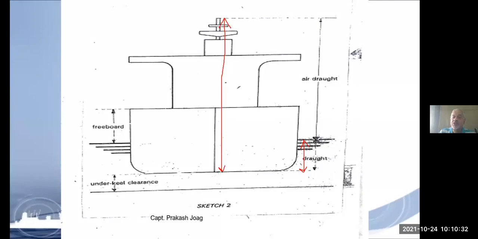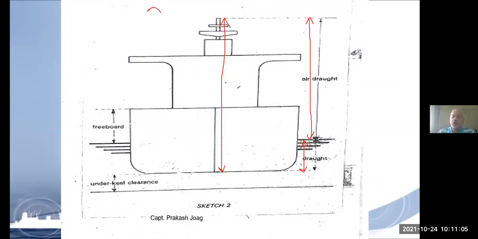This is given by the shipyard, and when the ship is floating, this part of the ship is always going up and down. Whatever part of the ship remains above water, from the water line up to the highest point, is called air draft.